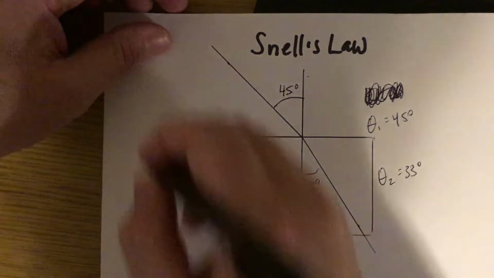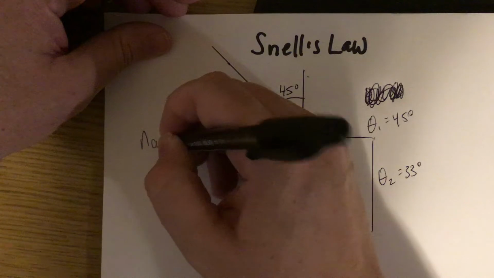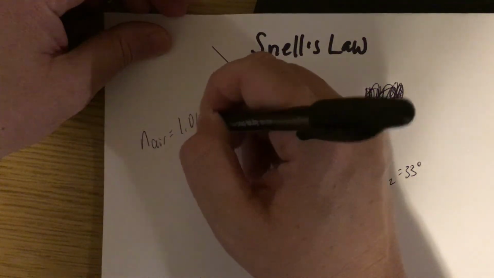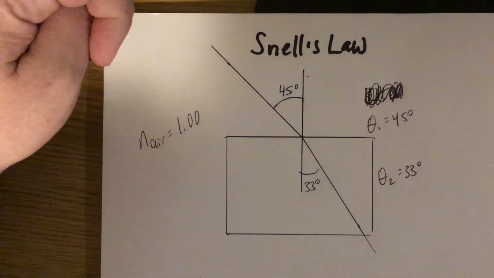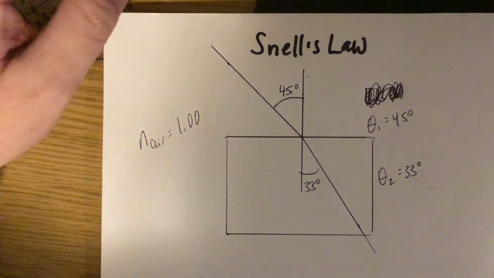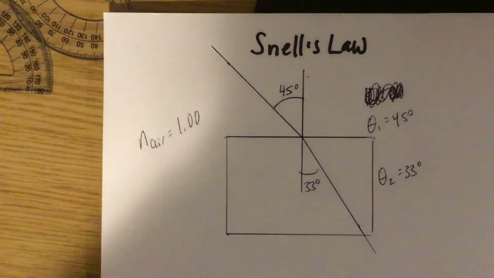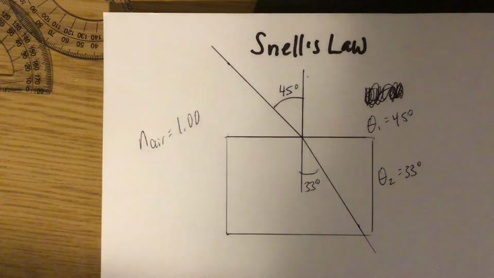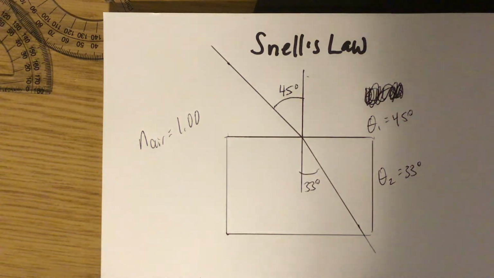And so n of air is always going to be about 1.00. In actuality, it's 1.0003. But for everything that we're doing, there's no purpose in going that many decimals to get down to something that's really small.